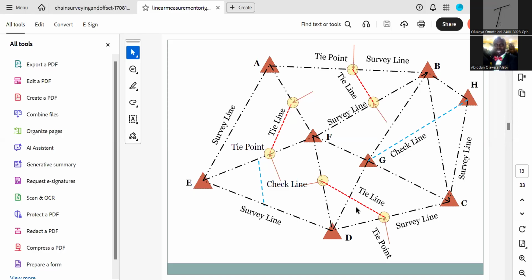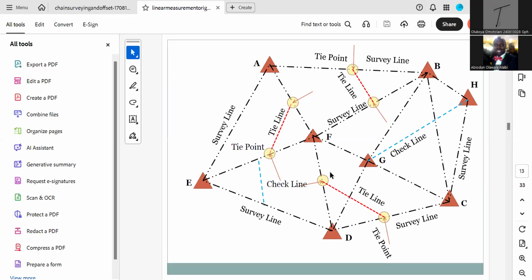I hope you are following. Then look at this now. Line H to G from the diagram here is a check line. Okay, because it's joining any of the sides. It shares this side and this side with this triangle GHC. All right.